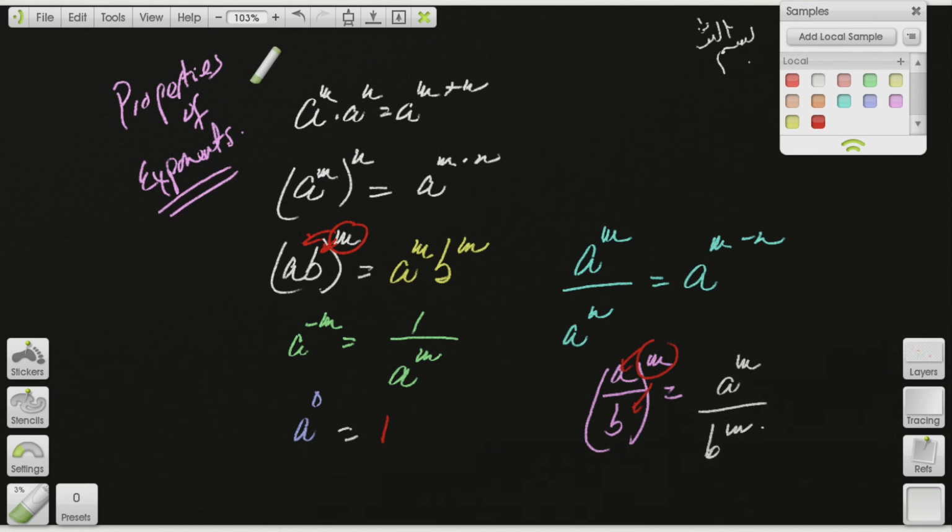So do yourself a favor, write this down however many times you have to, to get them memorized 100%, because you really need to know them, inshallah. And the next time we'll do some more complicated examples and fun examples, inshallah.